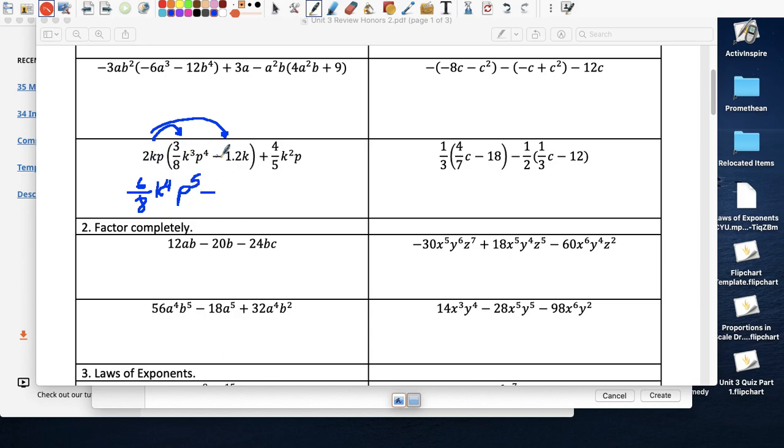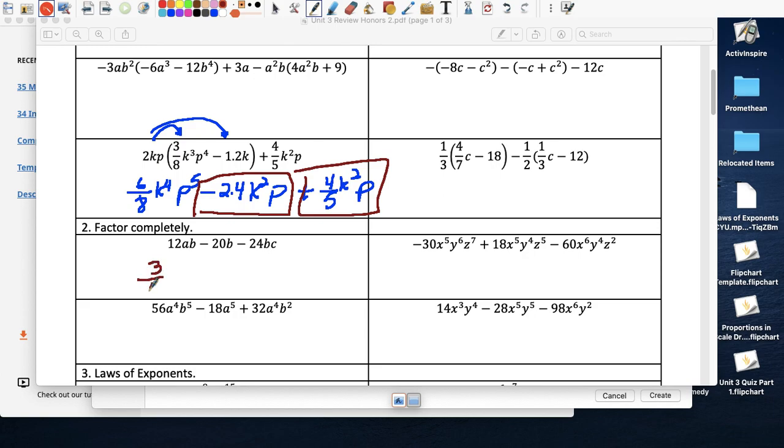Minus, and then 2 times 1.2 is 2.4. K times k is k squared, and then the p. Plus 4/5 k squared p. The only two you can combine is this term with this term. They are both k squared p. So 6/8, I'm going to simplify to 3/4 k to the 4th p to the 5th power.